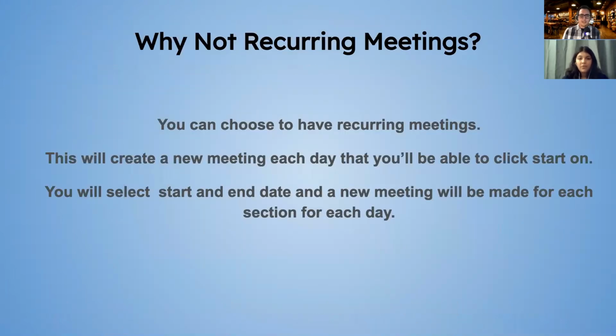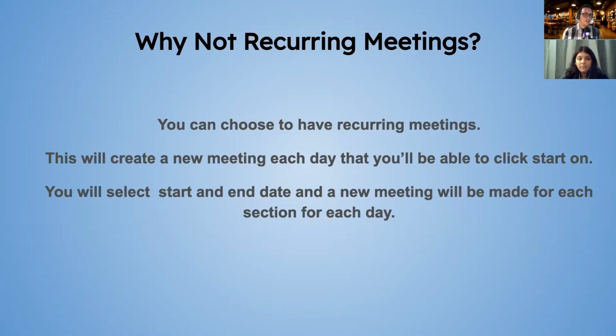So we kind of talked about this, why not recurring meetings? Like we talked about, it's going to create a new meeting each day for each session or for each subject or for each period. So it's just going to be way too convoluted, way too confusing, it's going to clog up your Zoom meeting section. So setting the meeting date for the last day of the year is just going to really simplify things and just make it cleaner on your end.